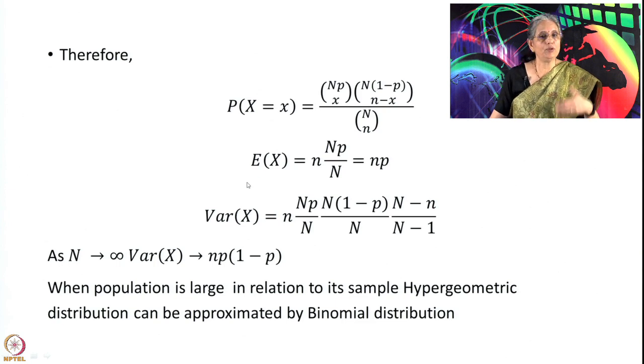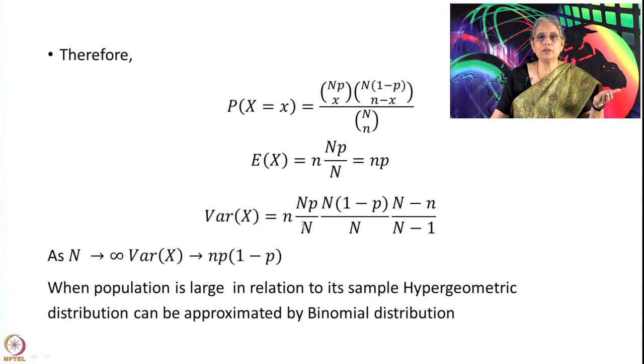So, if you apply the hypergeometric distribution, the expected value of X is small n multiplied by capital NP divided by capital N, so it is nP, while the variance is small n multiplied by capital NP divided by capital N, multiplied by capital N times 1 minus P divided by capital N, multiplied by capital N minus small n divided by capital N minus 1.